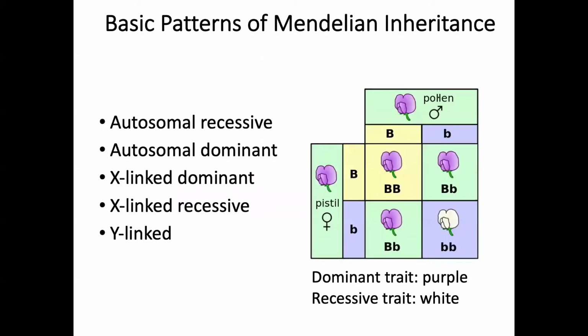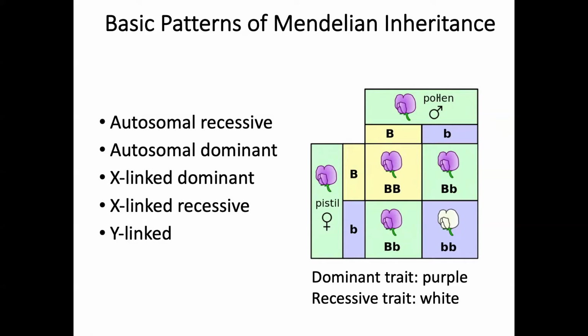Now I would like to discuss what kind of genetic diseases can be studied using pedigree as the tool. We will introduce these diseases in the order shown on this slide: autosomal recessive, autosomal dominant, X-linked dominant, X-linked recessive, and Y-linked traits. There are two concepts here. One, autosomes and sex chromosomes.